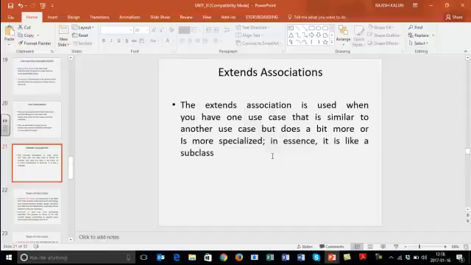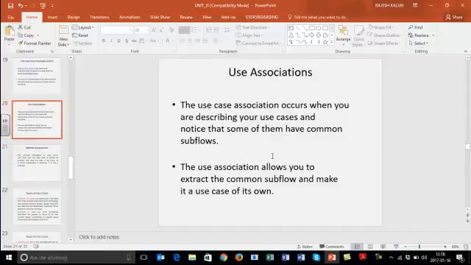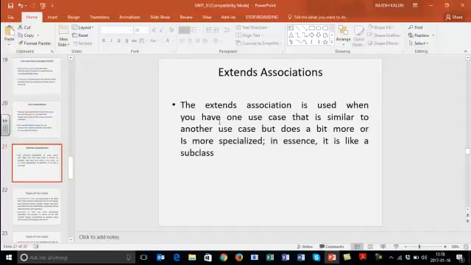So the previous one is same associations, but here you are having one use case and the other use case similar to both the cases, but it is behaving in some different kind of working environment. Then obviously you have to extend the association. I'm just giving an example, like A and B are two use cases that are almost similar type of use cases, but B is behaving a little different compared to use case A. Then we have to use the extend association.